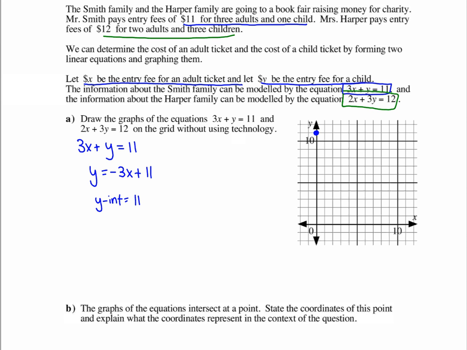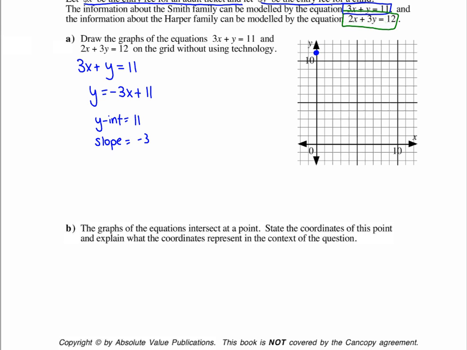What else do you know about this graph? Slope is -3, and if I want to make -3 a fraction, how do I do that? -3/1. So what direction would you move? Down 3, and this is a positive 1, so right 1. We should always be moving right. So down 3, right 1. Down 3, right 1. And there you go. Okay?